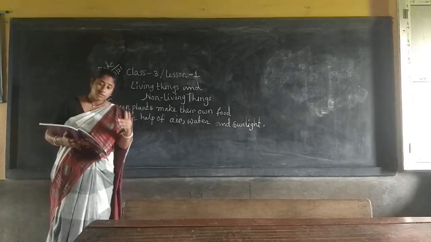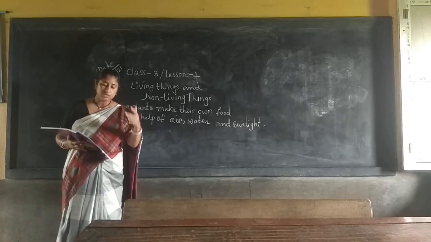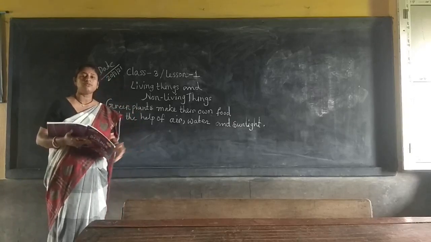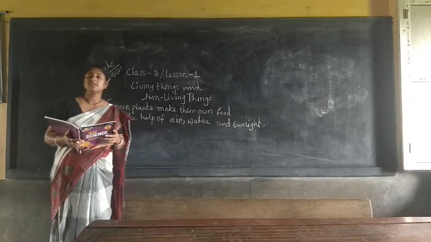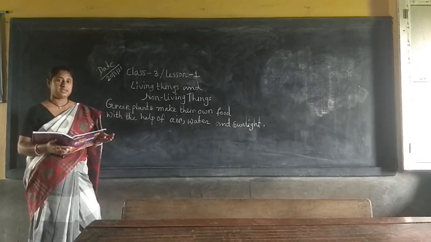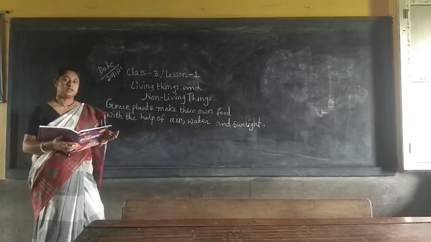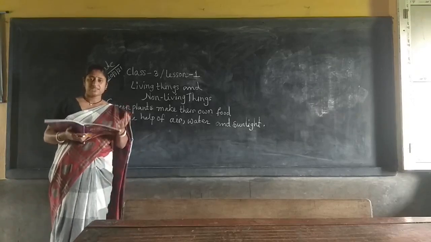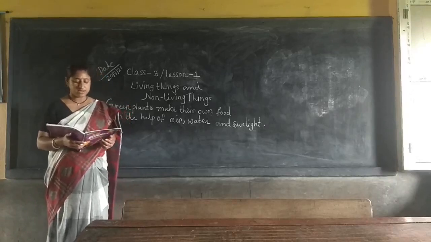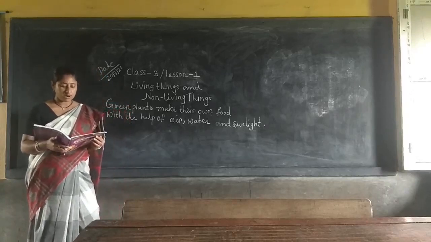Animals and humans depend directly or indirectly on plants for food. Plants give us different types of food: vegetables, rice, wheat, pulses, and medicine also. So we all are dependent on plants for food.